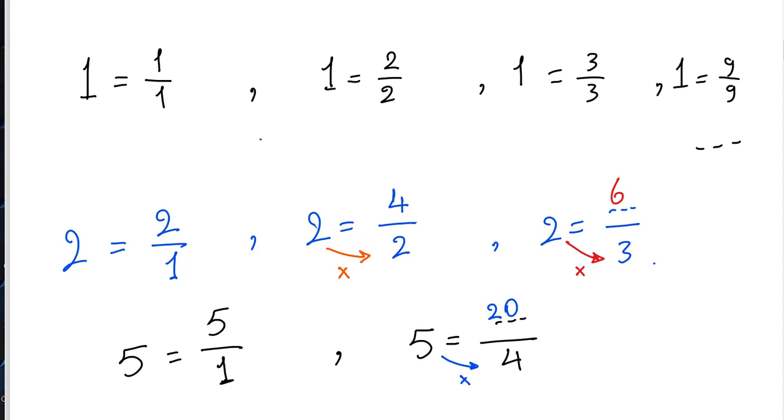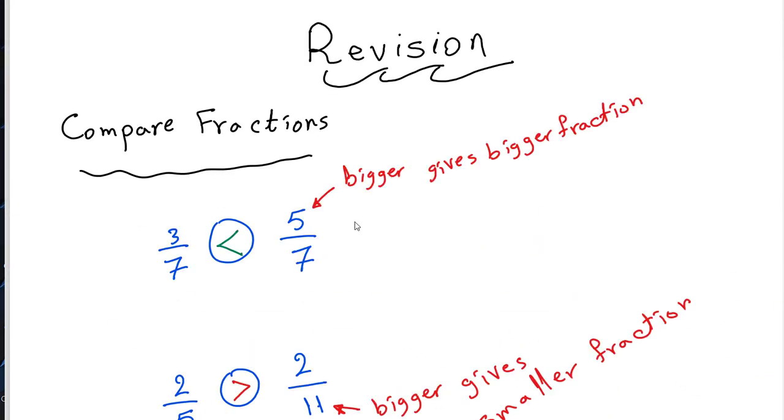Where is question 1? 3/7 and 5/7? Five sevenths is greater because when we are using the same denominator, the bigger numerator in the top gives a bigger fraction. Okay?